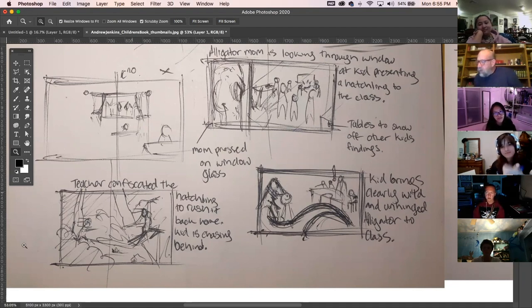What's this one here? You're looking at bottom left, right? Yeah. I thought back to the hatchling idea and thought about how maybe the teacher would try to take the hatchling back because, you know, it's a hatchling.